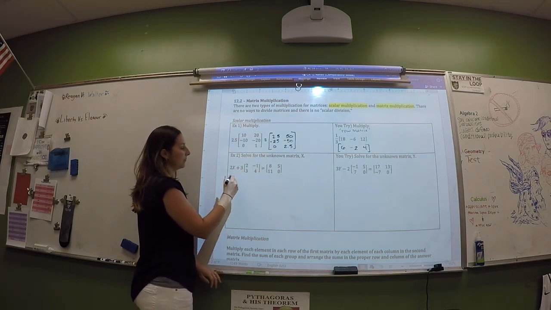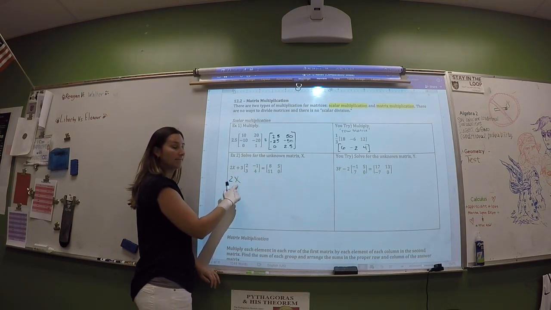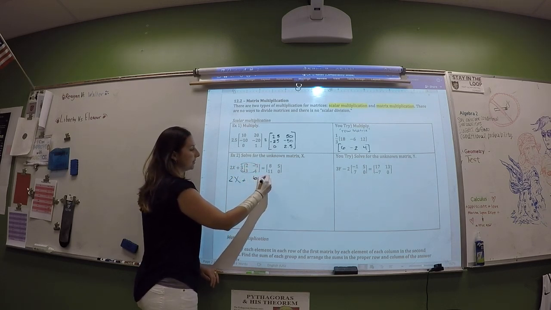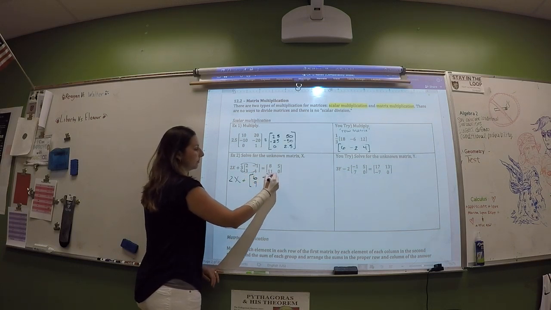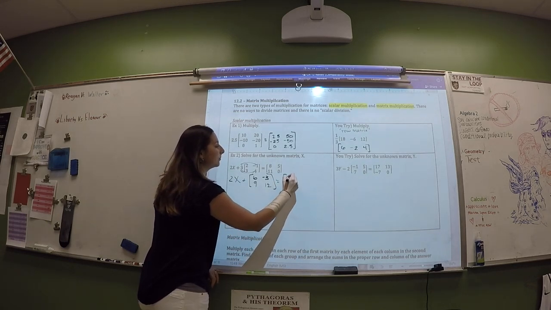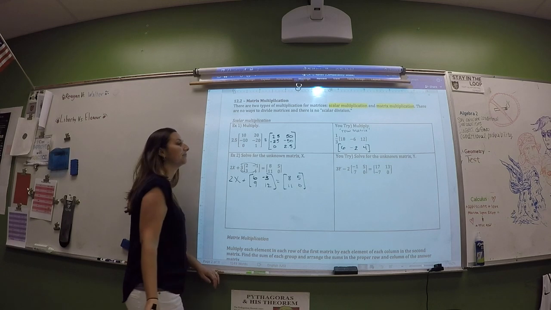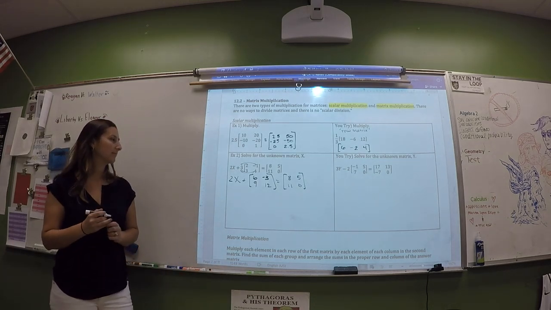So multiply all these by 3. We got 6, 9, negative 3, and 12. I feel like I should probably write this down. That's probably smart. I'm just gonna make an educated guess and say that I probably should.